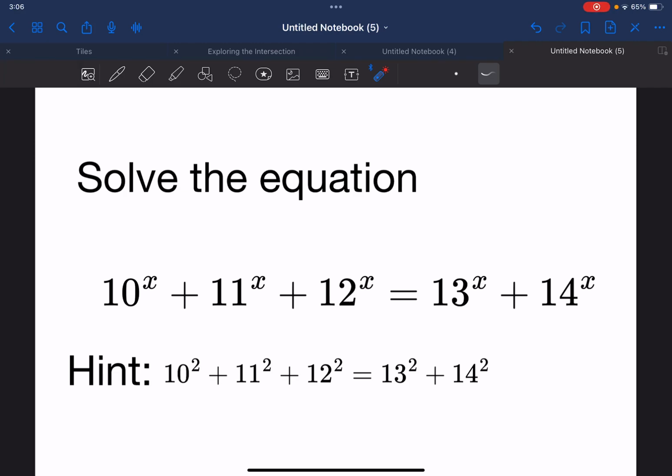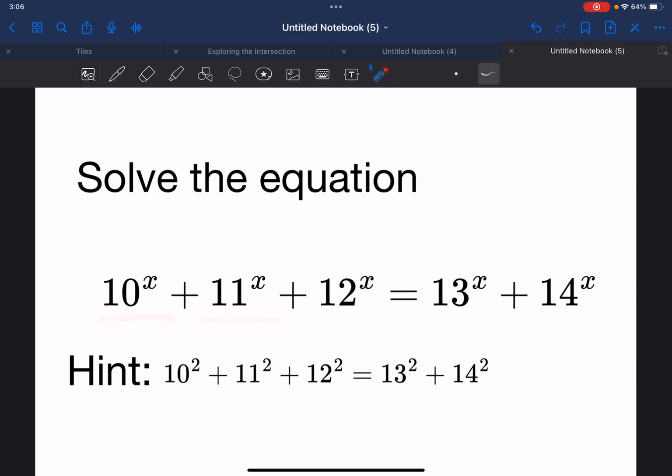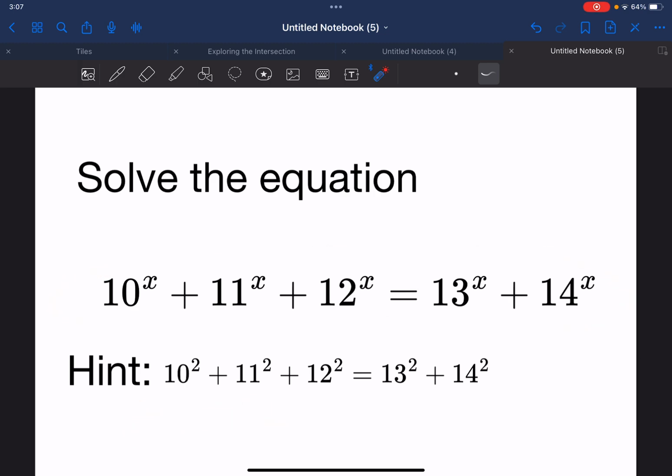In this video, I'm going to discuss the following equation. We are looking for real numbers x such that 10 to the power x plus 11 to the power x plus 12 to the power x is equal to 13 to the power x plus 14 to the power x. And we are given a hint that x equal to 2 is a solution for this equation that we have here. Okay, and now the question is find all real values x. We are given one solution and we are looking to find all of them.